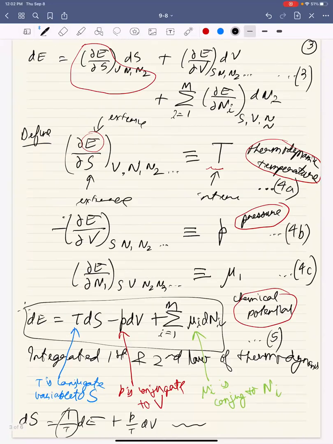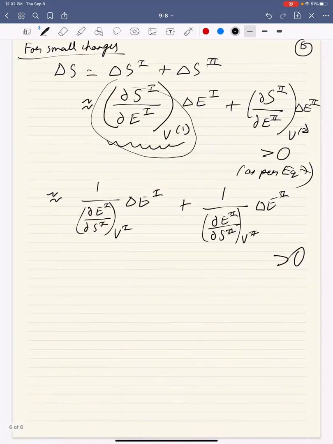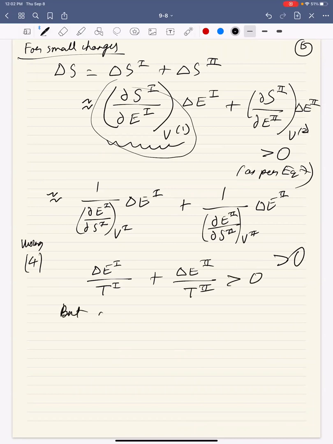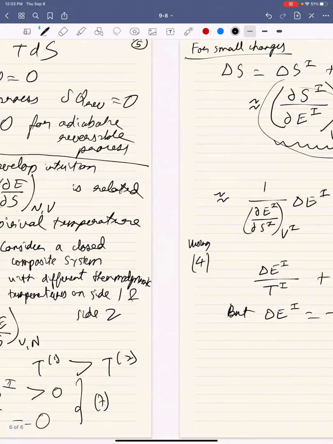We saw in equation number 4 that this thing in the denominator is the temperature. Just one moment, Sophia. So using equation 4, we get delta E1 by T1 plus delta E2 by T2 is more than 0, but delta E1 is equal to minus delta E2 per equation 7.